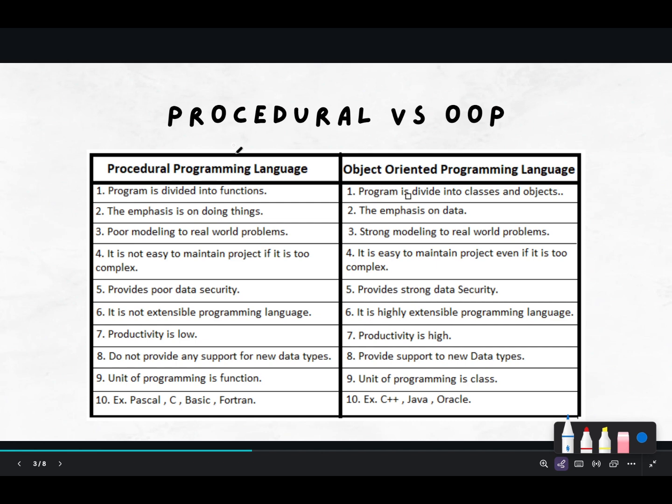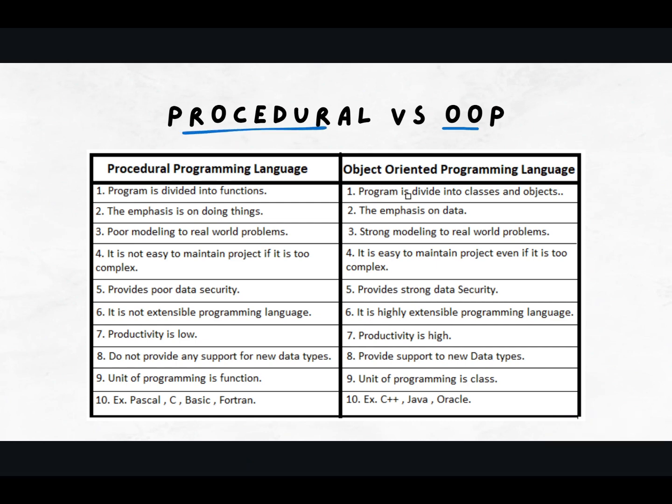Okay, now what is the difference between procedural and object oriented programming? So in procedural programming language, the program is divided into functions and here it is divided into classes and objects. Now in procedural, the emphasis is on doing things while here the emphasis is on the data. The modeling to real world is poor and here it is a very strong modeling. Now this is not easy to maintain if it is too complex. This is easy to maintain even if it gets complex. Here the data security is poor and object-oriented programming provides strong data security.